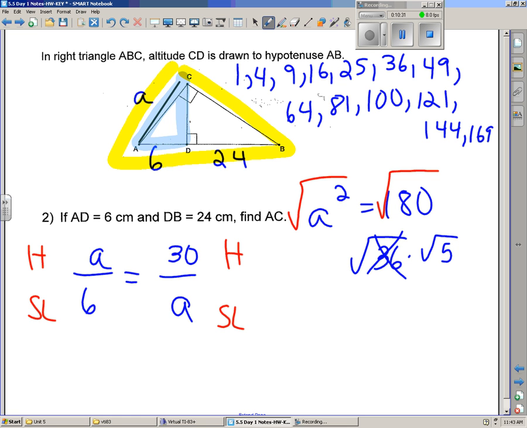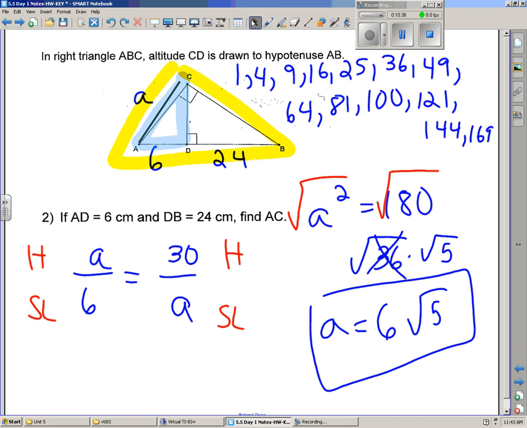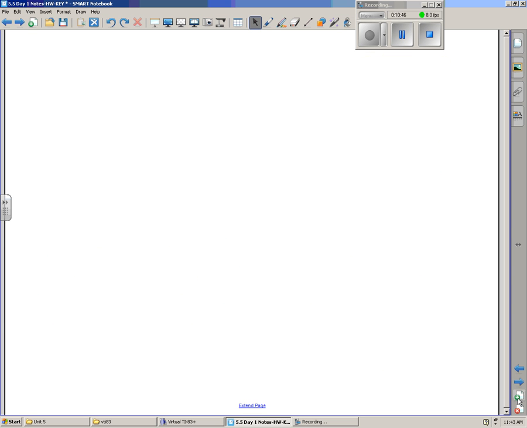I know the square root of 36 is just 6. Square root of 5 is irrational. And here's your answer for that leg, 6 root 5. If you don't know how to do it that way, then you've got to worry about the factor trees. And factor trees would look like this.